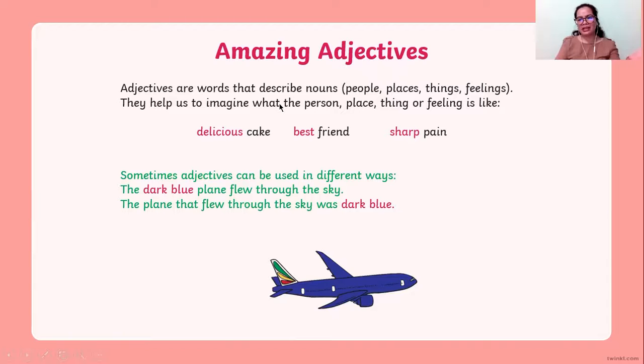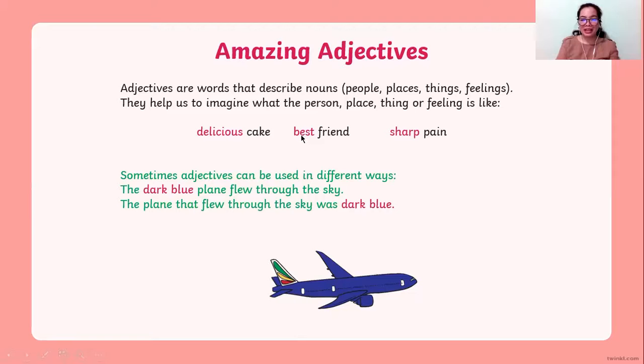In our previous lessons, we learned about nouns, and nouns are all about people, places, things, and animals, or sometimes it can also be an idea. Adjectives are words that describe them. For example, in this line, delicious cake. Cake is our noun. The description of cake here is delicious. Therefore, delicious is our adjective.